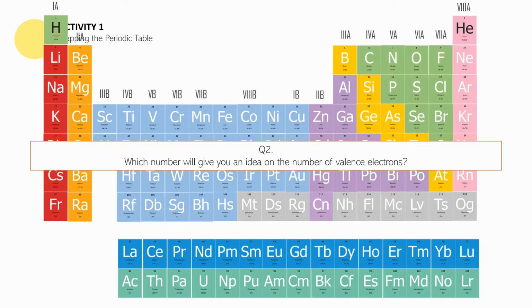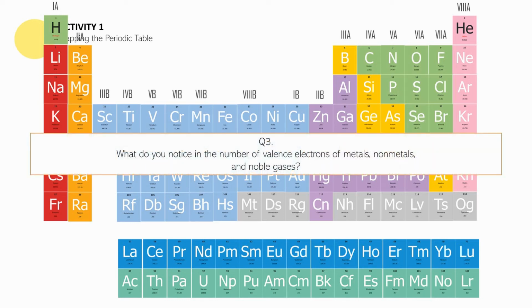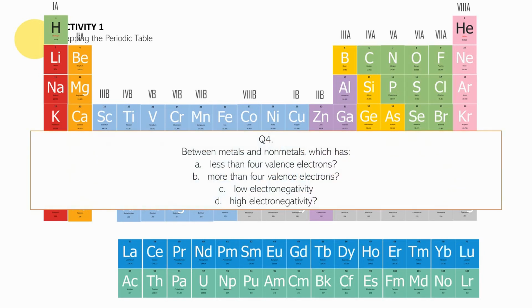If you need more time, you can pause this video. If you have decided to continue, that means you're ready for the next question. What do you notice in the number of valence electrons of metals, nonmetals, and noble gases? If you need more time, you can pause this video. If you have decided to continue, that means you are ready for question number 4.